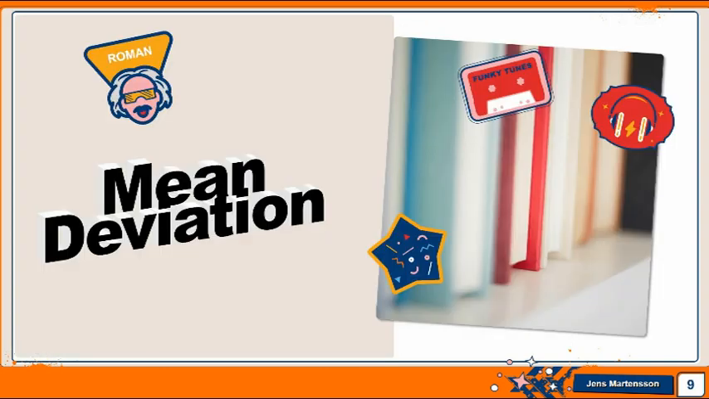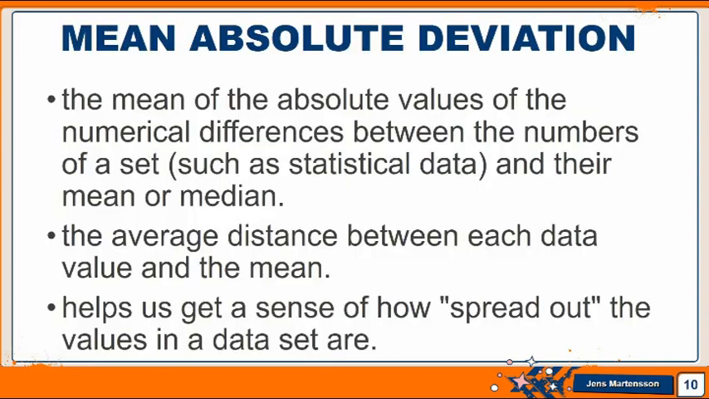Next, we also have what we call the mean deviation. Mean absolute deviation, or MAD, is the value of the numerical difference between the numbers of a set and their mean or median. It is the average distance between each data value and the mean. It helps us get a sense of how spread out the values in the data set are.